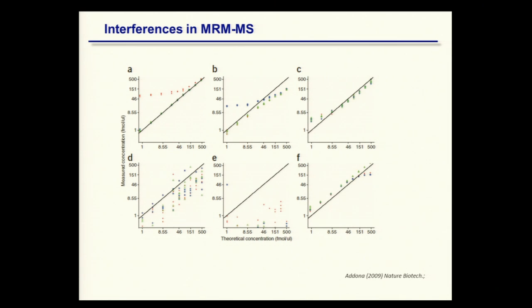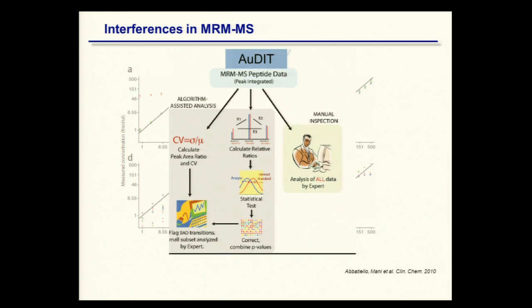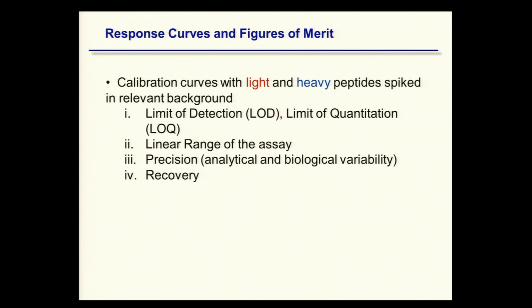So in our lab, we've developed a software called AuDIT, which automatically looks at the relative ratios of transitions of the internal standard and analyte, compares them together by statistical tests, and uses that information along with the percent CVs from the triplicate analysis to flag certain transitions so that we can avoid them in our further data analysis.